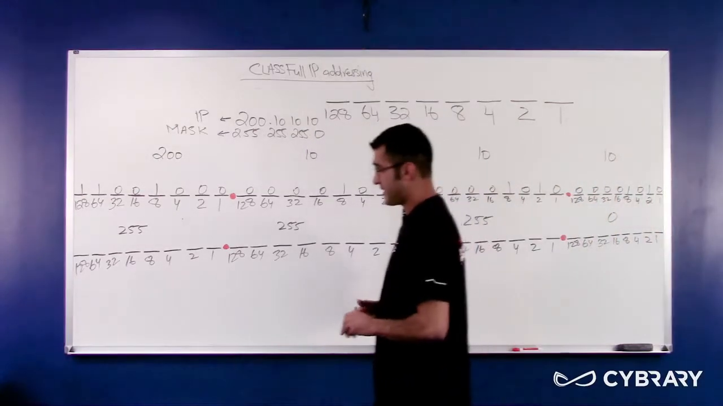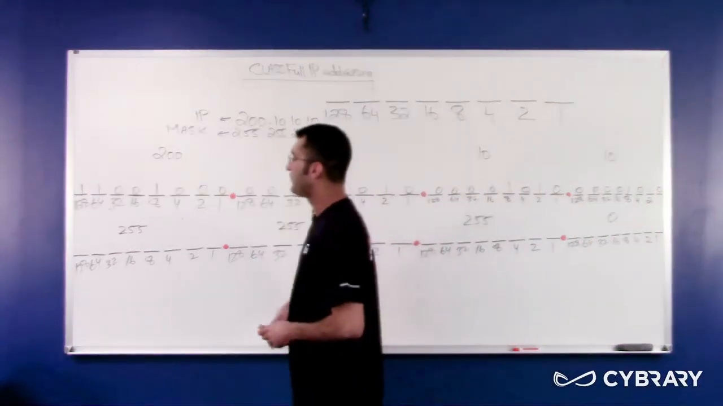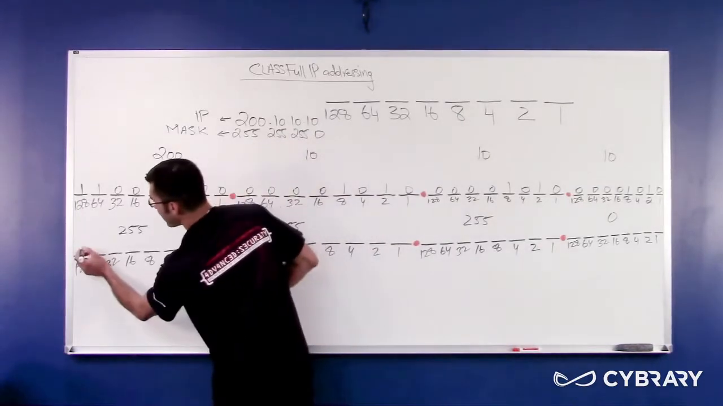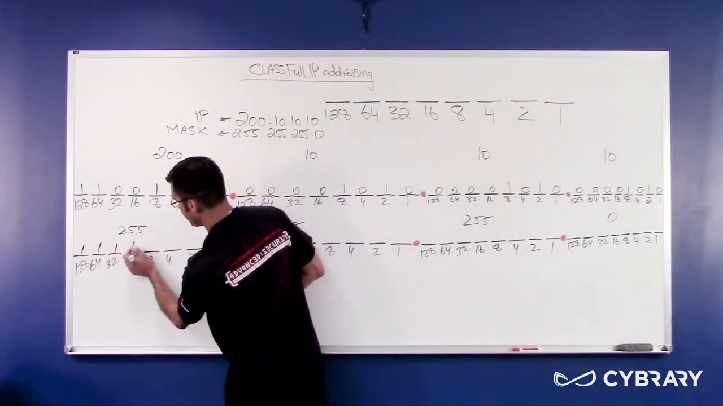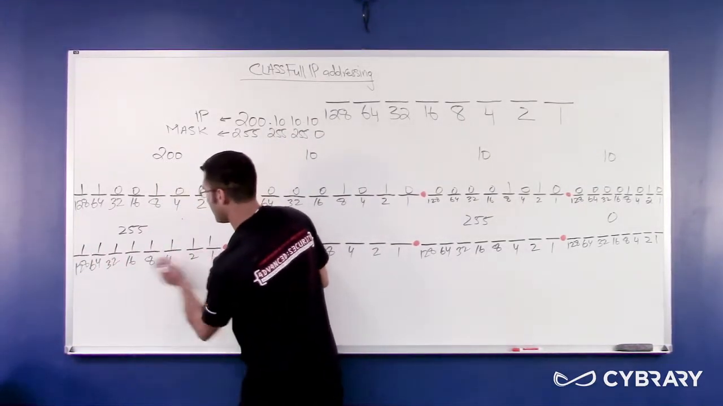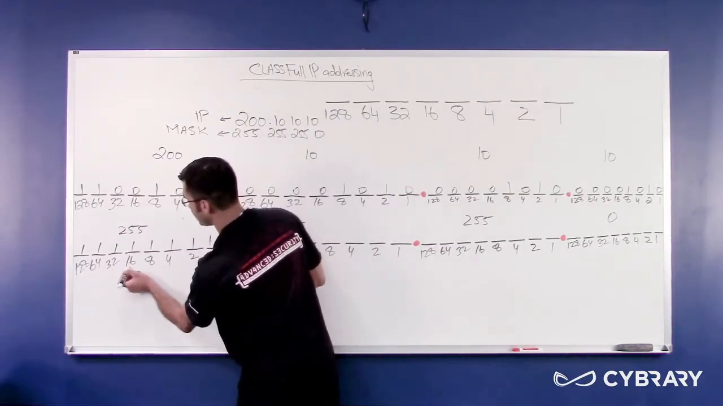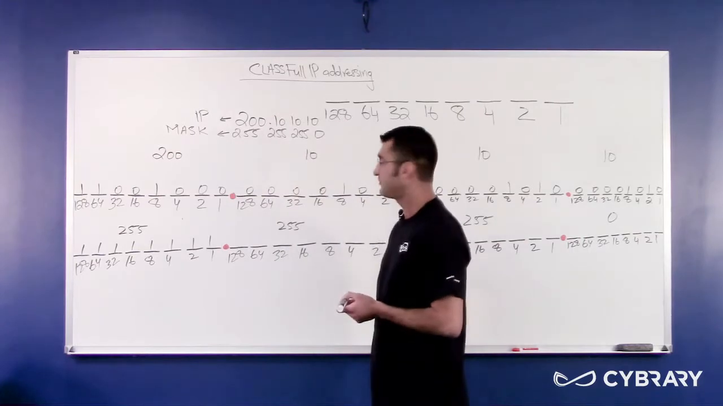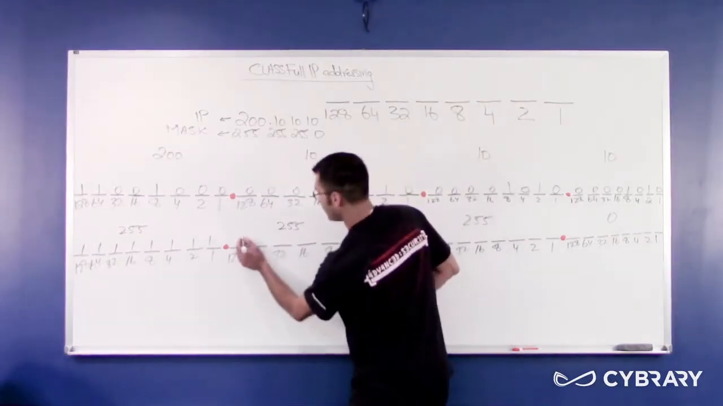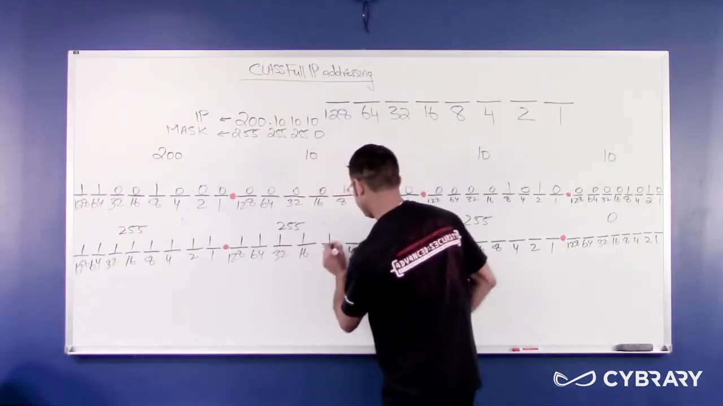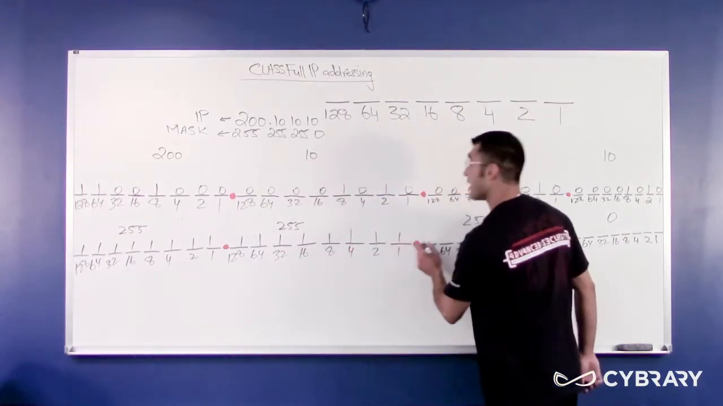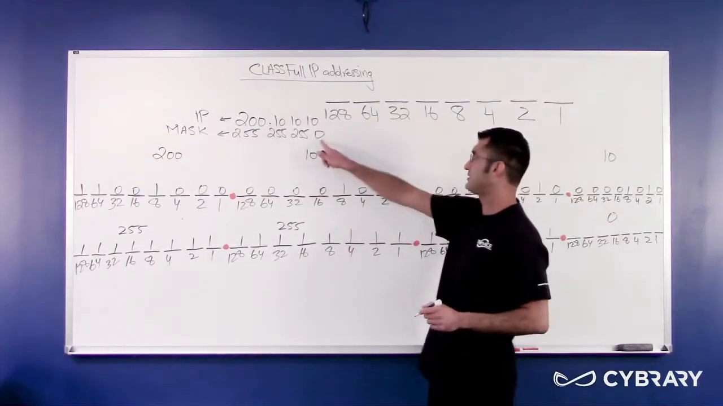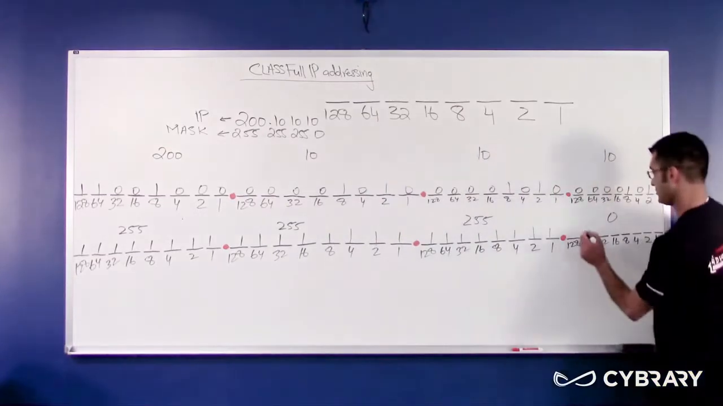Now let's look at the subnet mask. The first octet is 255. How do I get 255? Once again, all the bits are turned on. So 128 plus 64 plus 32 plus 16 plus 8 plus 4 plus 2 plus 1 gives you 255. The second octet is also 255. So is the third octet. And the fourth octet is 0, which means all zeros.